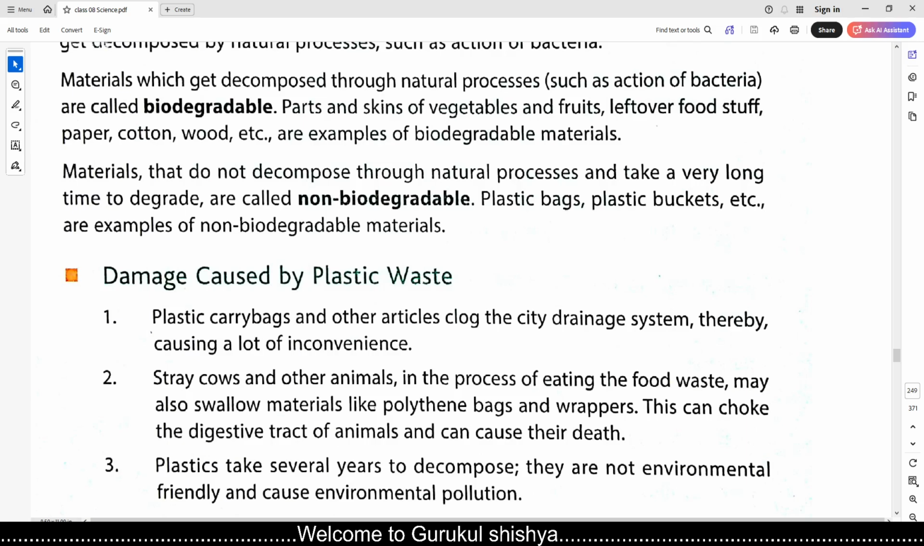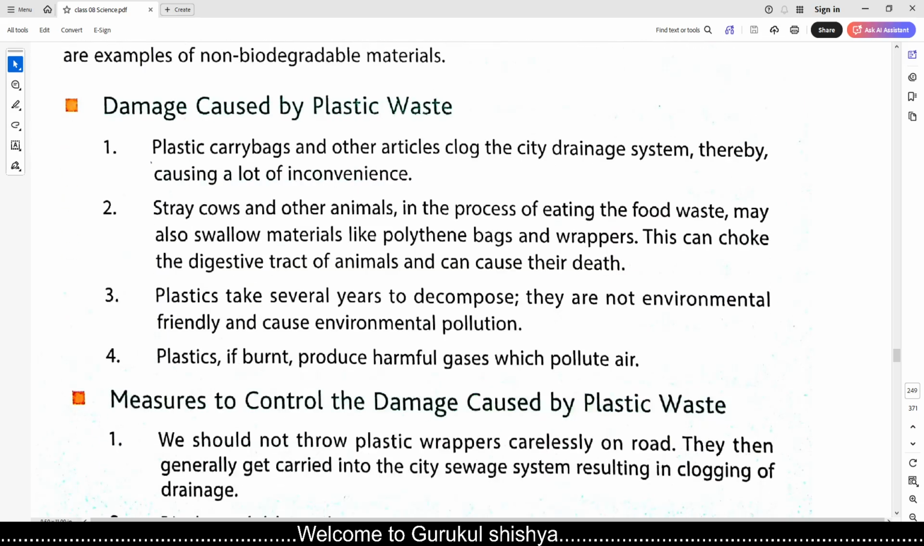Materials that do not decompose through natural process and take a very long time to degrade are called non-biodegradable. Plastic bags, plastic buckets, etc. are example of non-biodegradable materials. Damage caused by plastic waste. Plastic carry bags and other articles clog the city drainage system, thereby causing a lot of inconvenience.